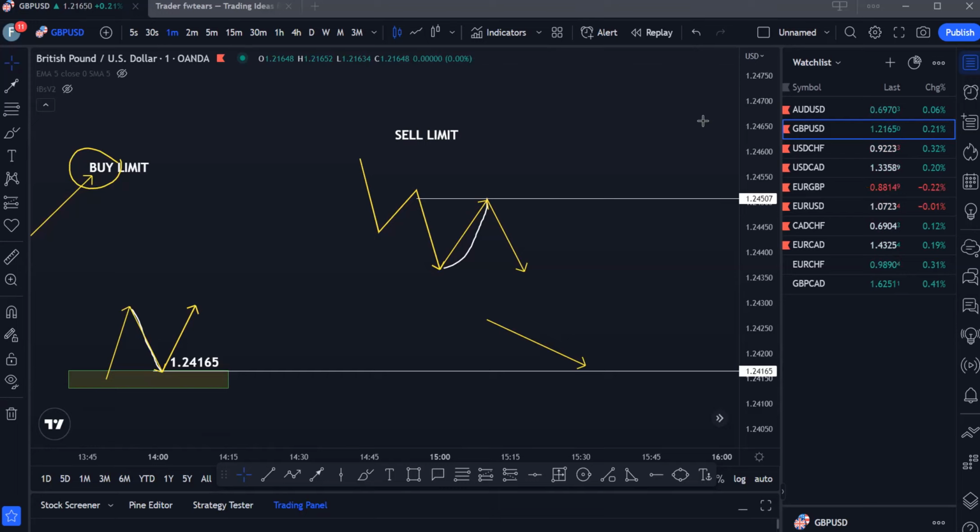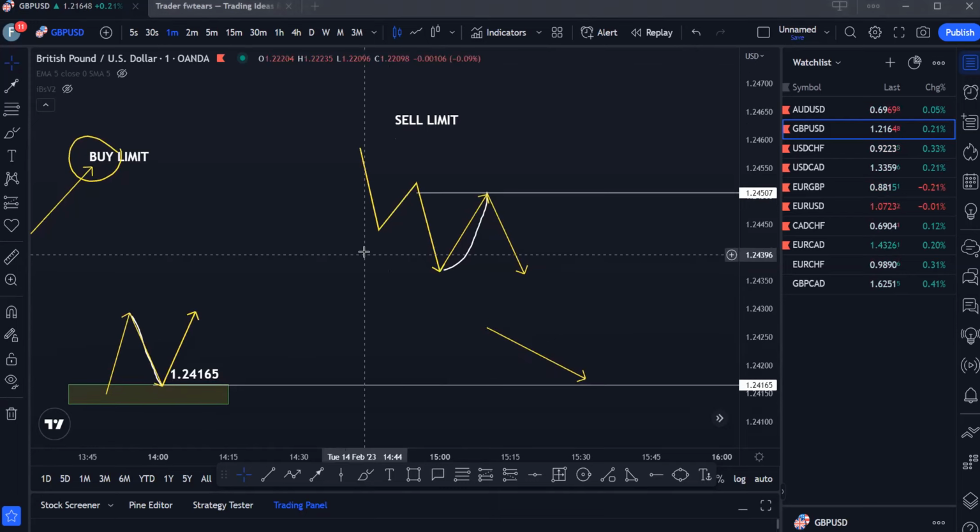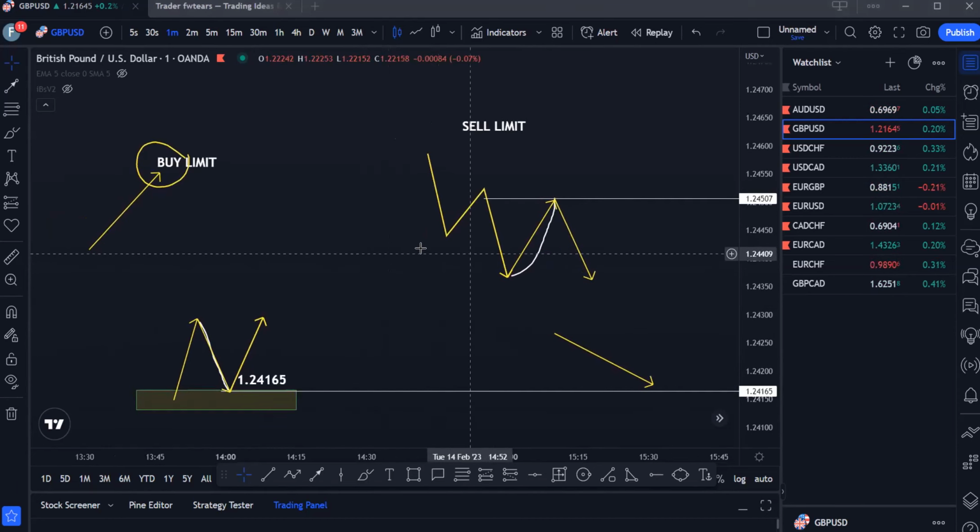Okay, so let's do it again for clarity's sake. Limit orders are reversal orders.